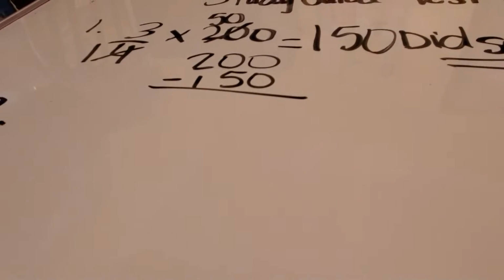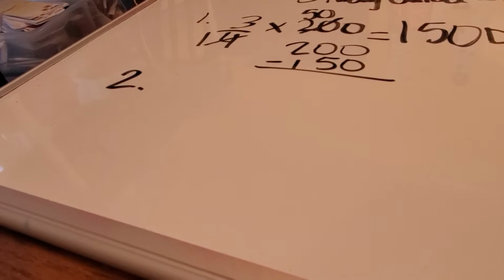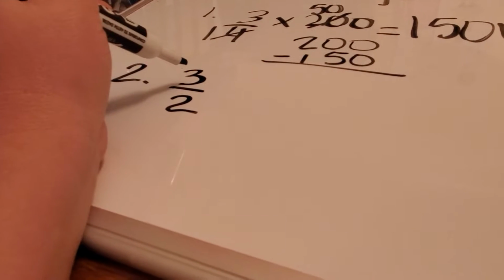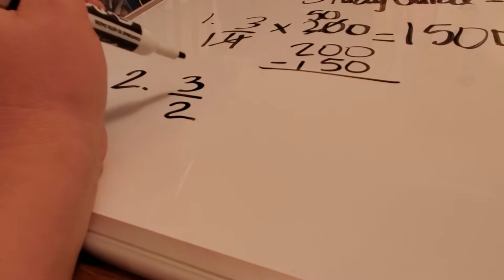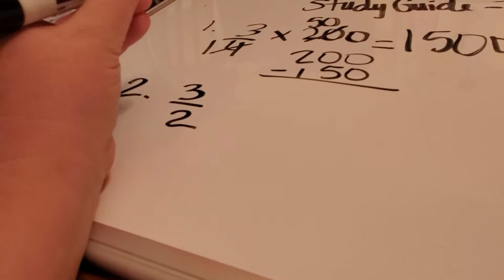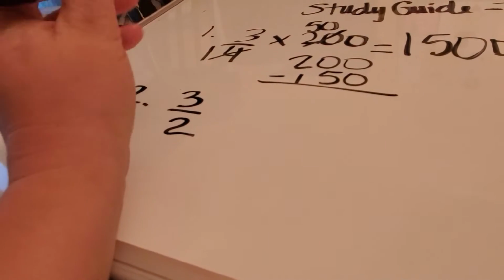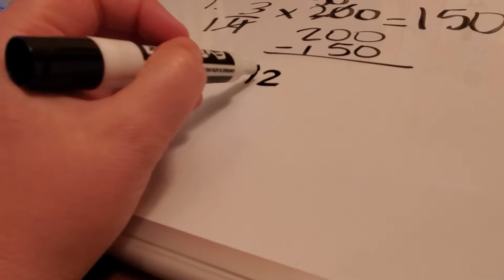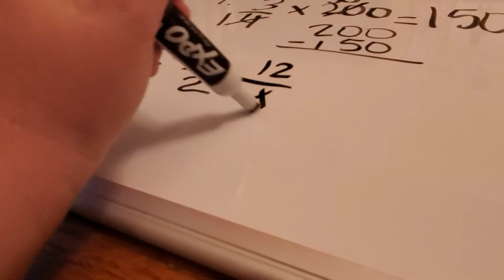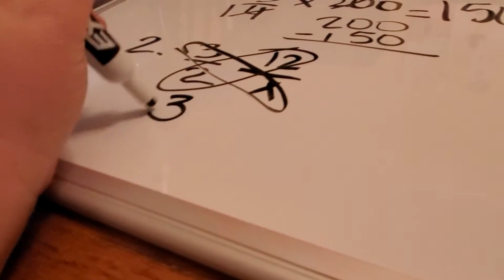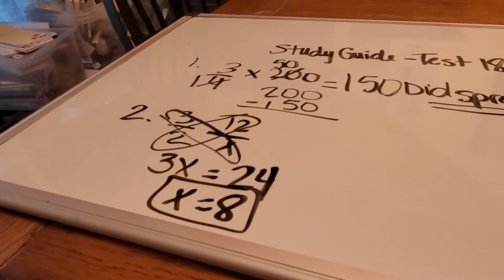On number 2, it says the ratio of boys to girls in the class was 3:2. If there are 12 boys, how many girls? Well, set this up how we do our butterfly. There are 3 boys to 2 girls. If there are 12 boys, how many girls were there? Okay? Well, the 12 will go on top because there's boys and boys, remember? And now we do our butterfly. 3x equals 24. So x equals 8. There were 8 girls, okay?